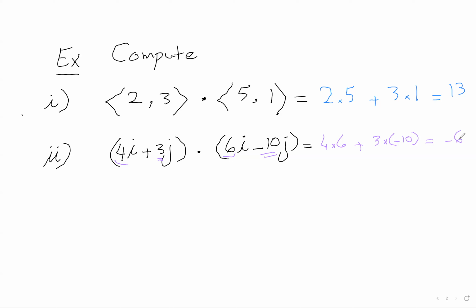Just as a clarification, this example could have been given using the other notation. So this would have been 4, 3. And the other vector would have been 6, negative 10. But regardless of which notation you use, we should get the same answer.